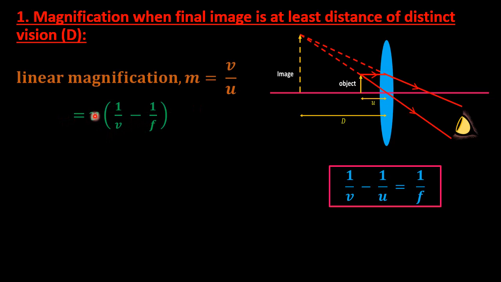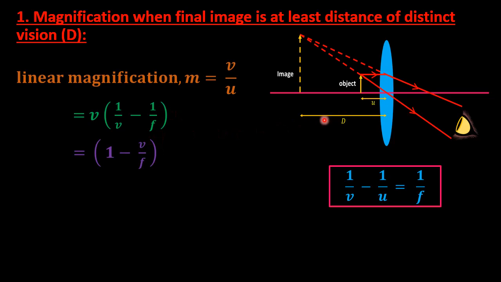After this we multiply with this v inside the bracket, then here the first term will be v by v. So v and v will get cancelled, it will be 1 minus v by f.